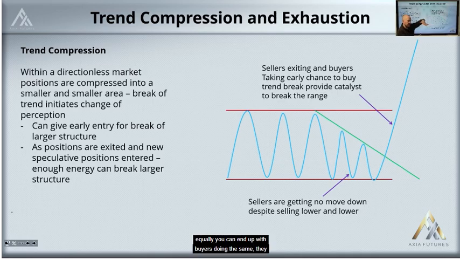Equally, you can end up with buyers doing the same. They can't find sellers willing to sell low enough at the price they want to buy at, so they move their bids up, and the market then becomes further and further compressed. People are now getting their fills, but they're getting their fills in a tighter and tighter range.